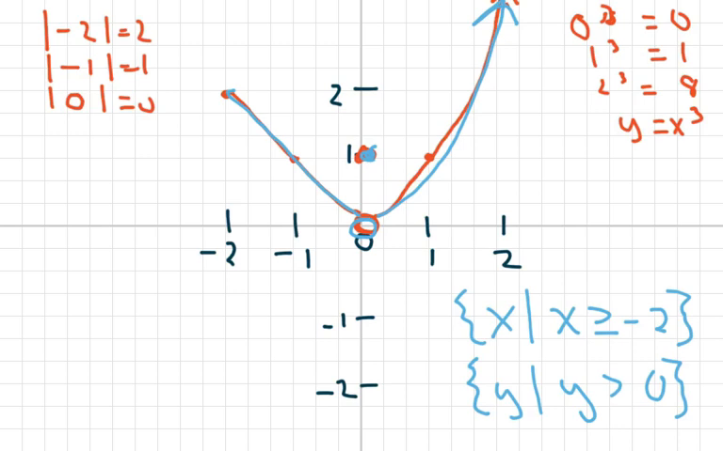Intercepts. Do I have any x-intercepts? Look at that in green. X-intercepts.